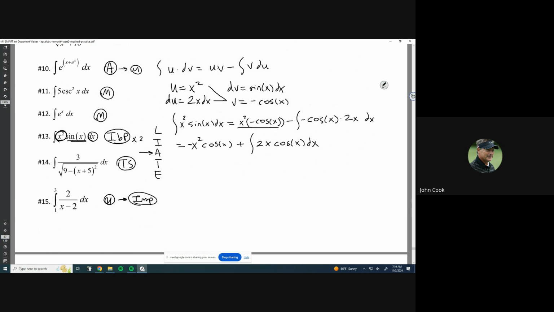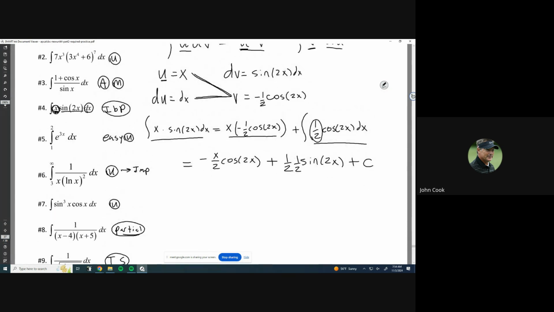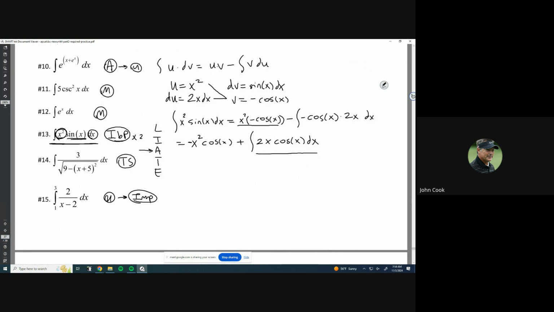Well, you know what? This integral right here that I've just made is easier to work with than this one because I don't have that stupid x squared there. But it looks a lot like number 4, where I have an x times a trig expression. So that means I'm going to have to do integration by parts again. And this happens every now and then. Sometimes you've got to do it twice. The idea, though, is that the integral is easier, so you're making a step in the right direction.